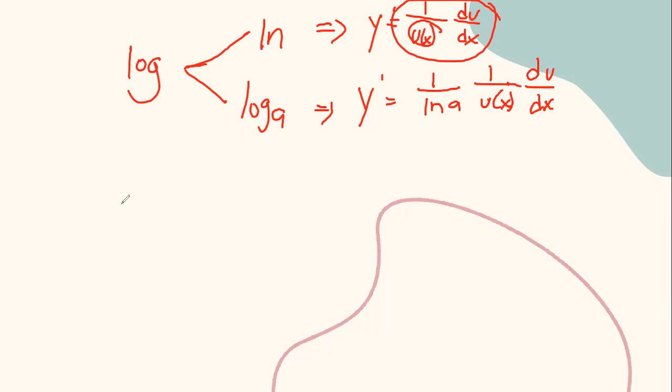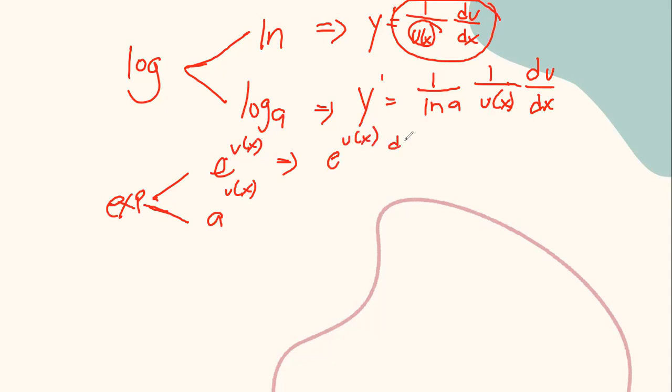For exponent, okay, dalawa rin yan. With base e, tapos meron siyang u of x or any function. Tapos ito naman, a yung ating base, tapos naka-raise din sa function. Pag may base e, simply copy e raised to u of x and then multiply to the derivative of the exponent.